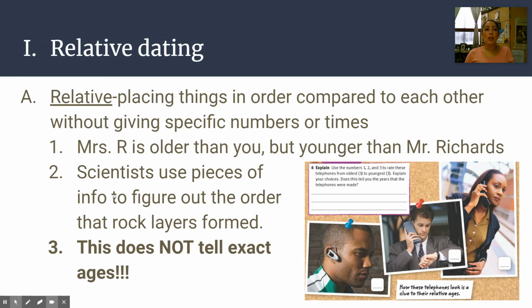Okay, so when we talk about relative age dating of rocks, we're talking about just comparing the ages of one layer to another layer. When you're talking about things that are relative to each other, you're just comparing them. You're not giving actual numbers or actual times that these rock layers formed, but we're just going to estimate the order that they formed.